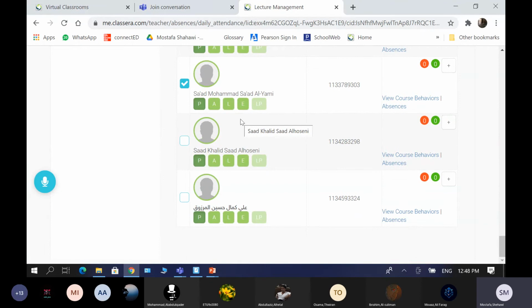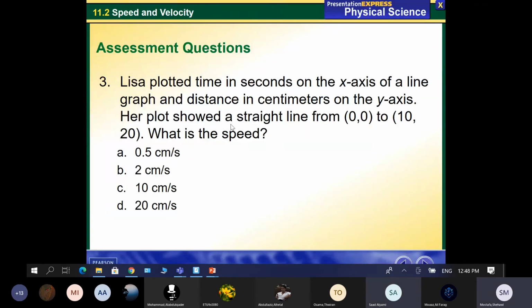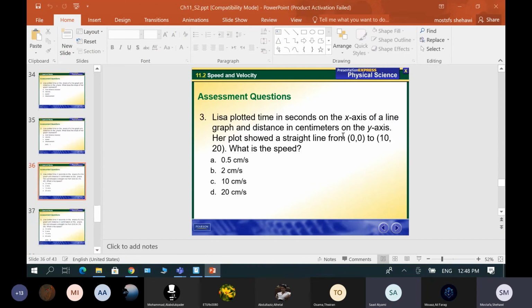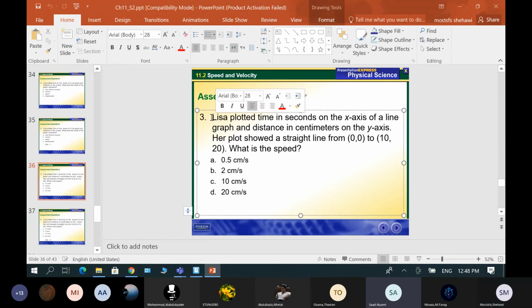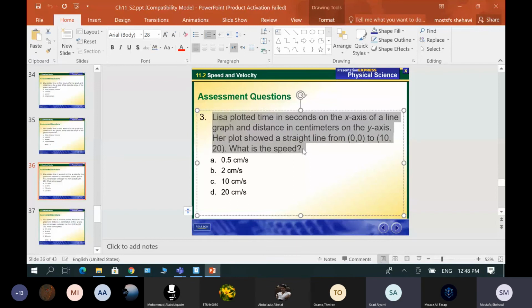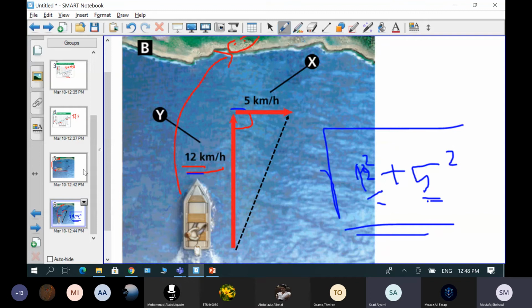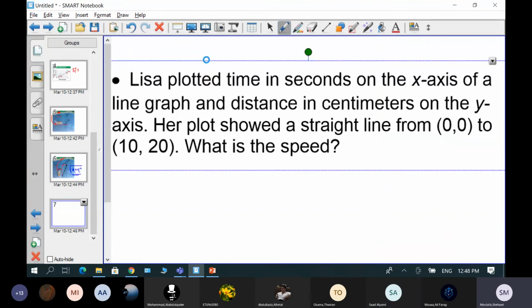Read this question, Saad. Lisa plotted time in seconds on the x-axis of a line graph and distance in centimeters on the y-axis. Her plot showed a straight line from 0 on the x-axis and 0 on the y-axis to 10 on the x-axis and 20 on the y-axis. What is the speed? He's asking about the speed. I put it here so we can work with it.